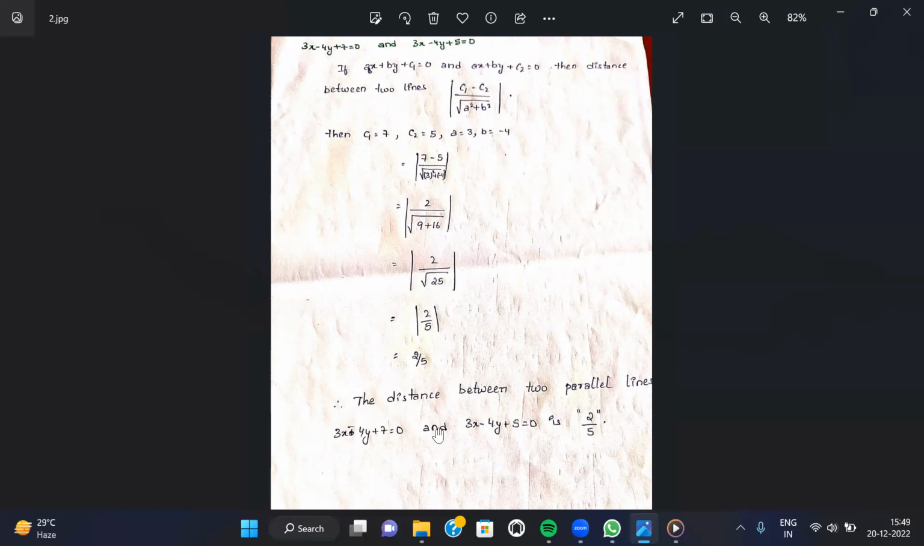Then the distance between the two parallel lines 3x minus 4y plus 7 is equal to 0 and 3x minus 4y plus 5 is equal to 0 is nothing but 2 by 5.